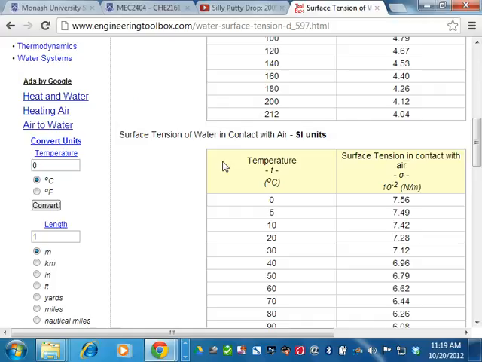What temperature? You prefer 20 or 30 degrees? 20 degrees. 7.28 times 10 to the power minus 2 Newton per meter. I think your textbook also has it. So this is the surface tension between air and water. If you change the gas or the liquid, you get a different surface tension value. Actually, there was a surface tension section in this unit.